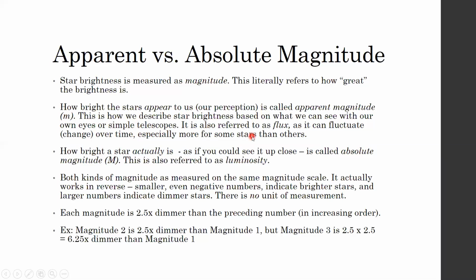Another word for it is flux. You should start to associate those two terms together, apparent magnitude and flux. One reason for that word is that it can fluctuate or change over time, especially for some stars more than others.